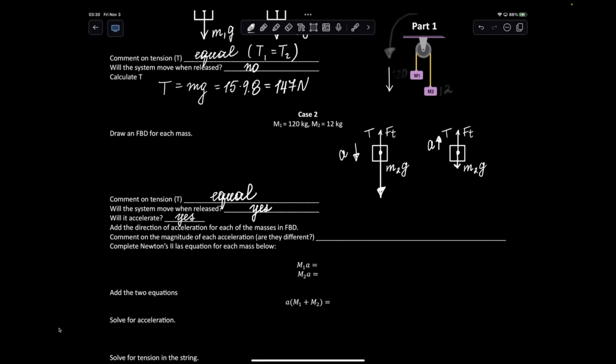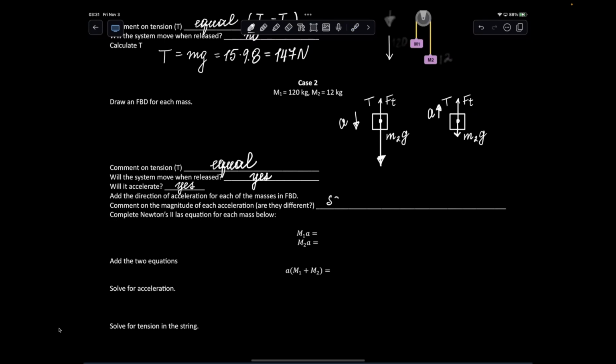Each one of them will accelerate because forces are not equal. And I'm not talking about the tension. The tension is equal between the two of them because it's the same rope. However, you are always comparing the combination of the forces on that one object. For this object, gravity is greater than tension, therefore it accelerates downward. And for the lighter object, force of tension is greater than mg, so it's going to accelerate upward. Magnitudes are the same. Opposite directions. In this case, they're opposite.